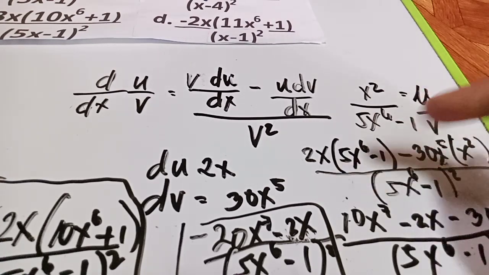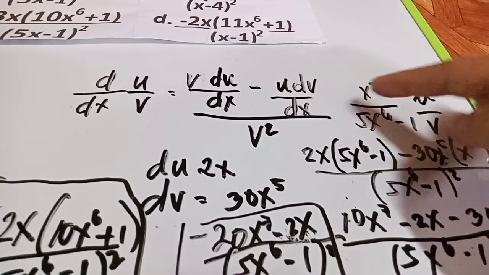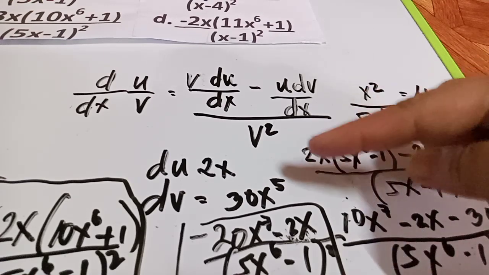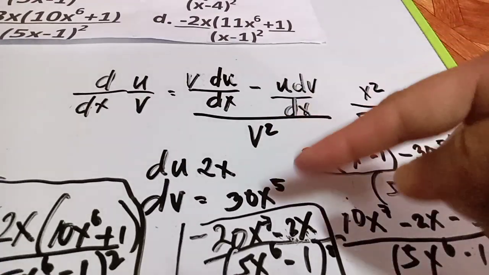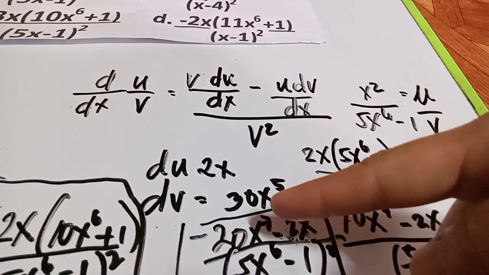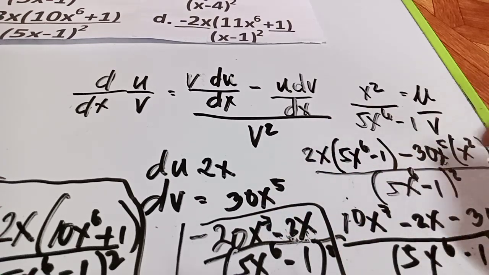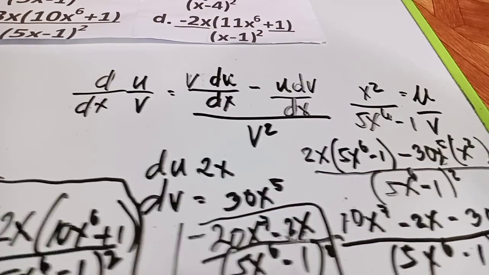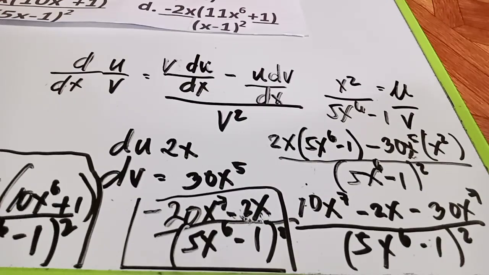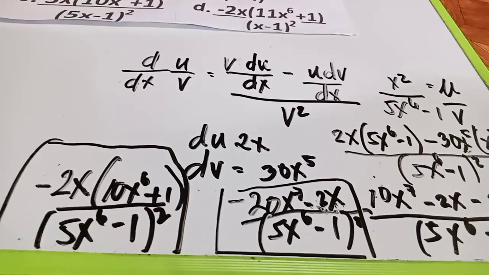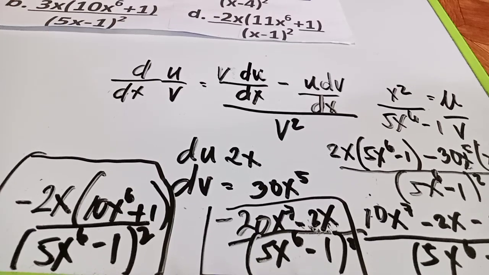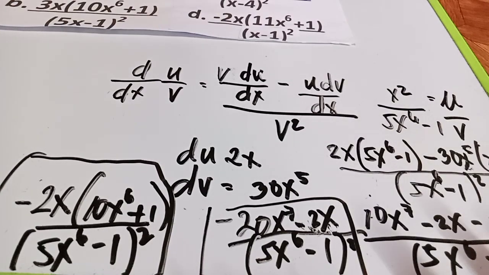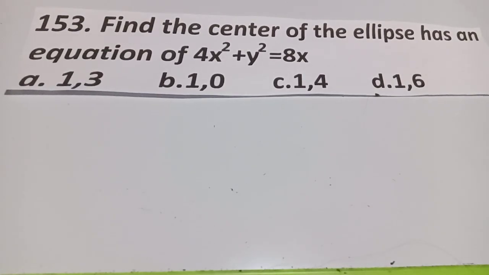So, again, we know that x squared and derivative of x squared will be 2x. And derivative of b will be 30x to the 5th. And then proceed for the formula. So, guys, this will be your quotient rule derivative. Okay, let's proceed for 153.